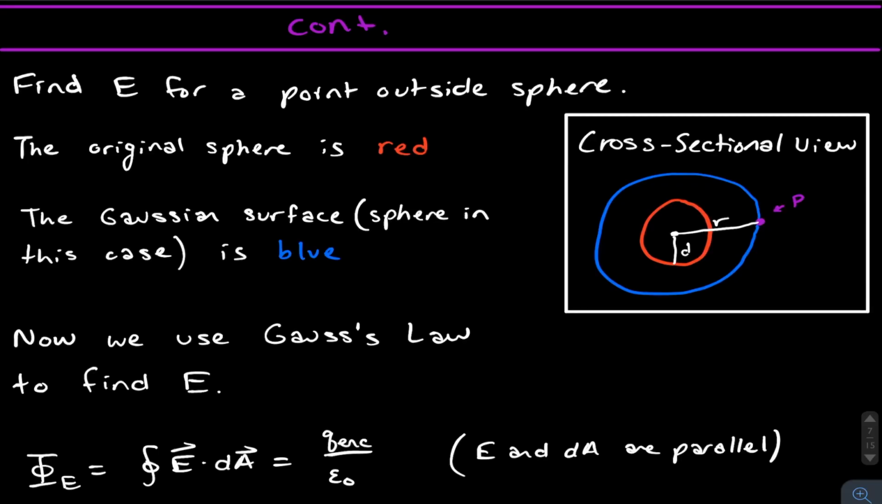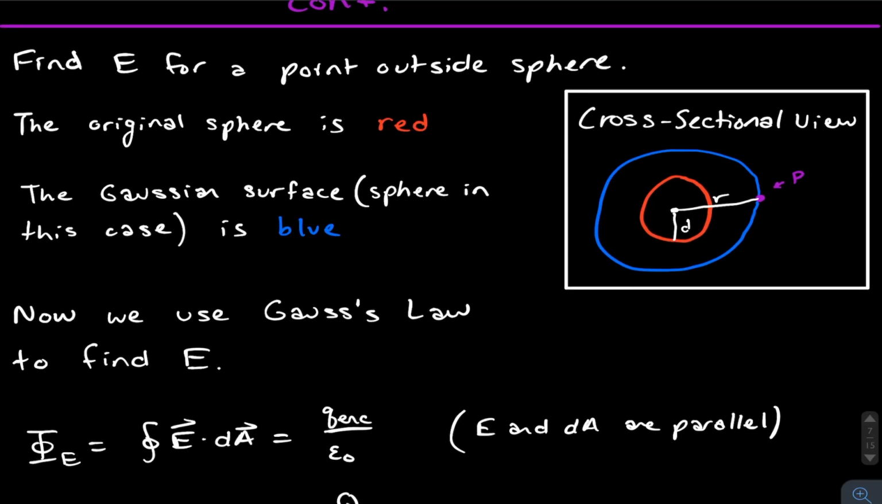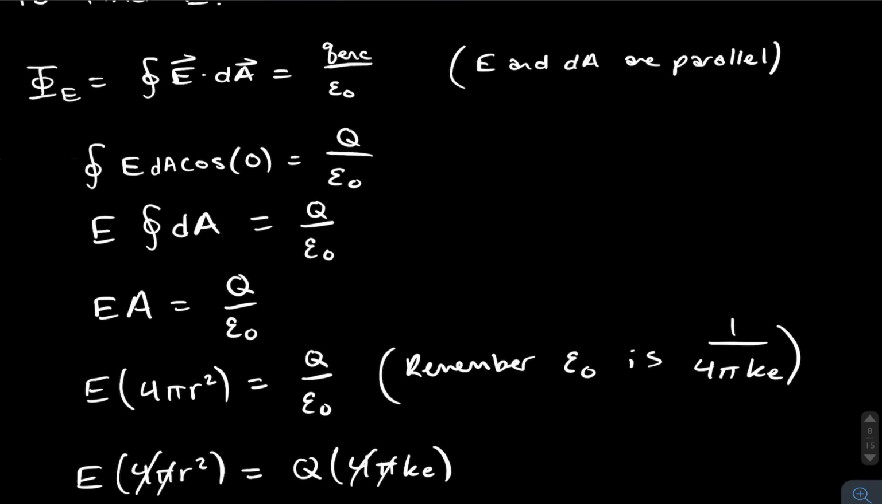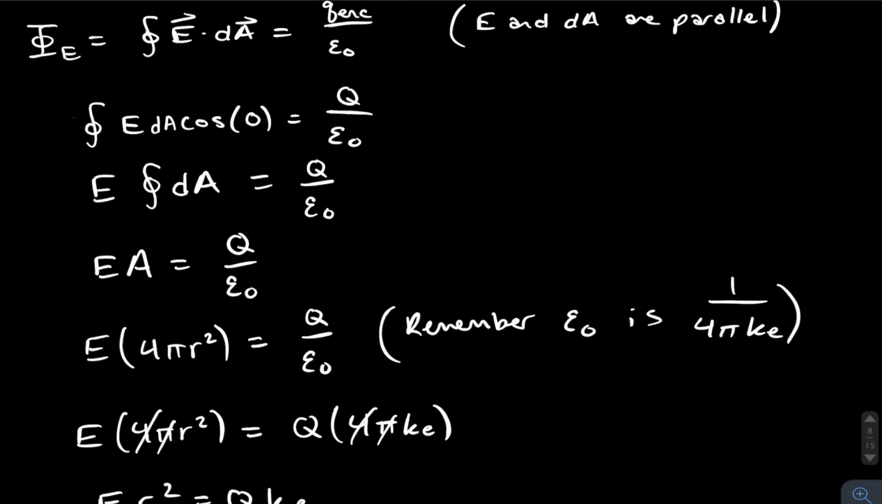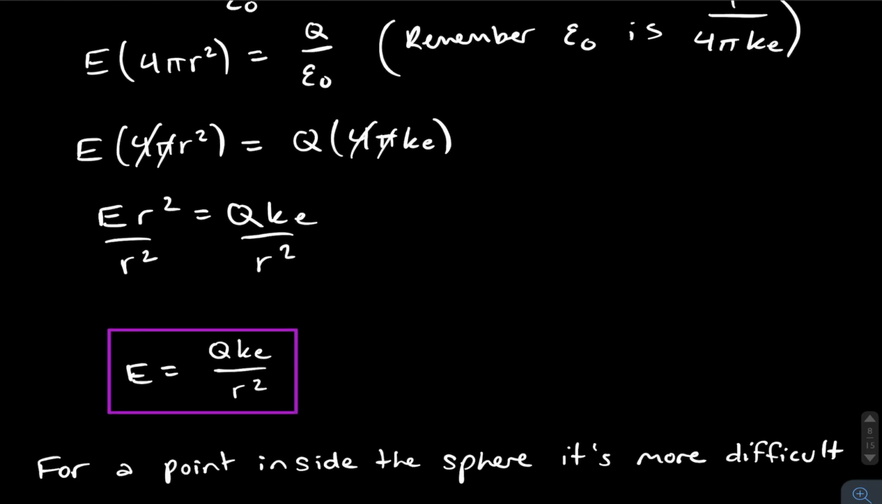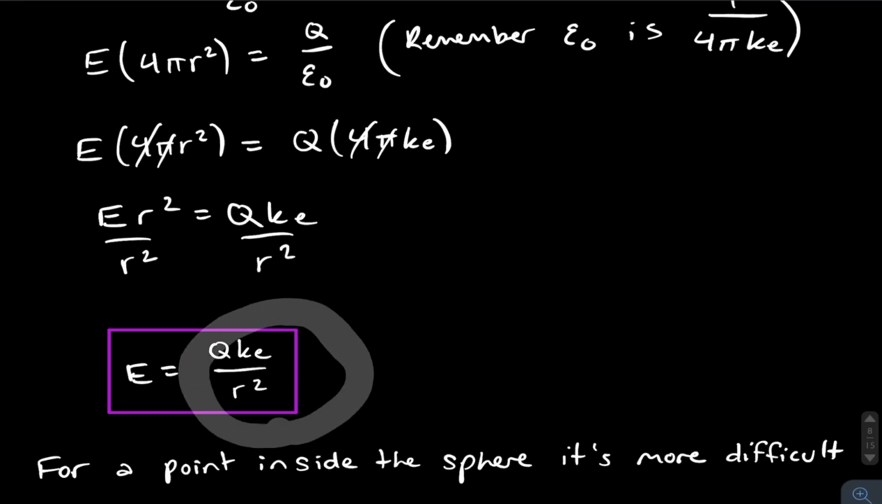So here's kind of all the work that we did, right? We just ended up plugging in the surface area, we plugged in the charge, we plugged in everything. We got that the electric field for any point outside the sphere was Q times the Coulomb constant over r squared.